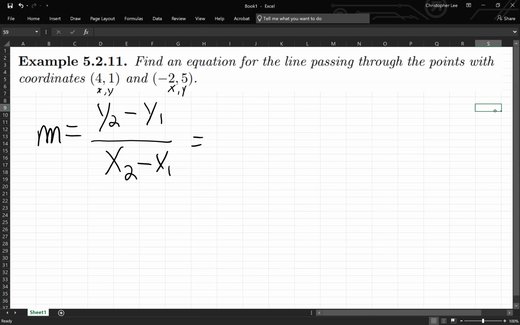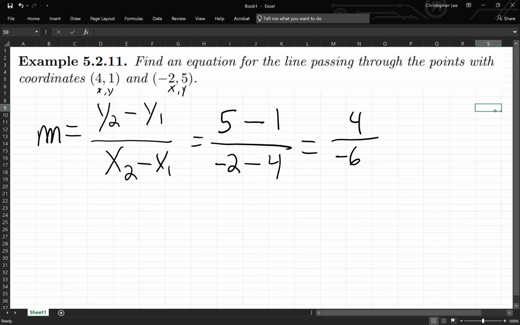So tell me, what's the right? Y would be 5, and then y would be minus 1, over negative 2 minus 4. Perfect. A little bit of math. 5 minus 1, what's that? That's 4. Negative 2 minus 4 is negative 6.